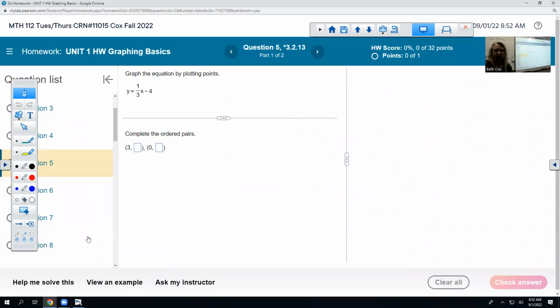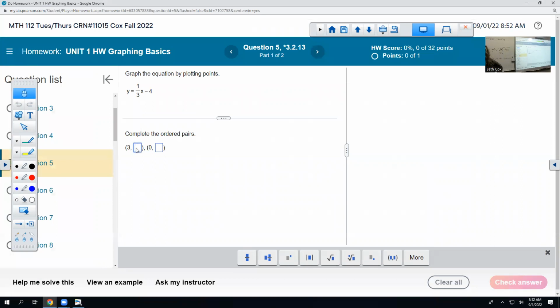Okay. So here we go. Complete the ordered pairs. What kind is this? It's a line, isn't it? It's a slanted line. Do you know by looking at it that it's a slanted line? Yes, you need to. That's what I need you to do. I need you to be able to look at this problem and know what shape it's going to be. It's going to be a line. If I put in 3, I'm going to get -3. I'm doing this in my head. If I put in 0, I get -4. Plug those in. Okay, check that answer.